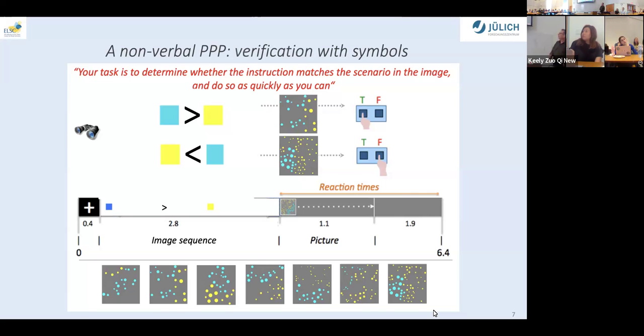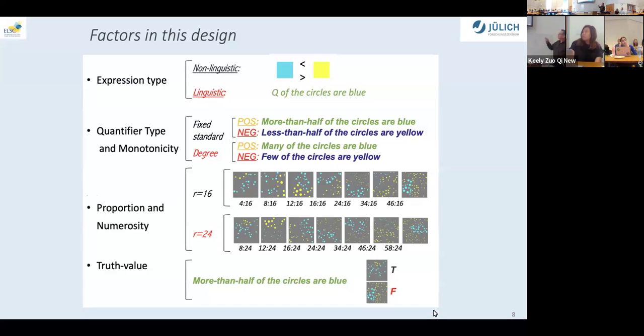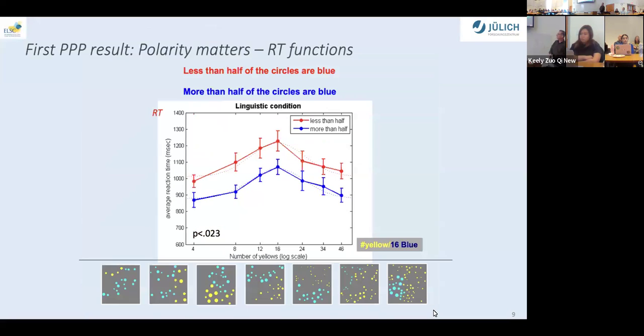And here's what we got. The experiment was really complicated with lots of things, because we also played with different proportions but also with different numerosities. But I'll spare you that. It's multifactorial big time. Here's what we got. For the linguistic material, you can see a hint of a main effect of polarity, of quantified polarity.